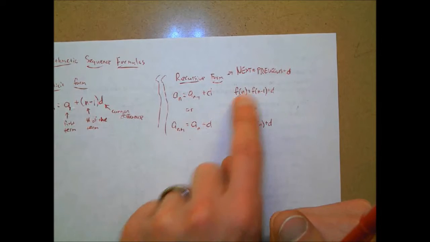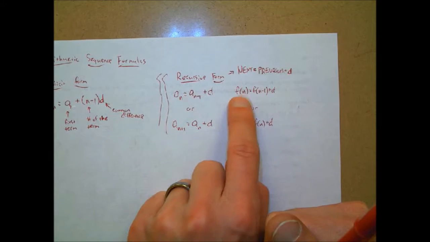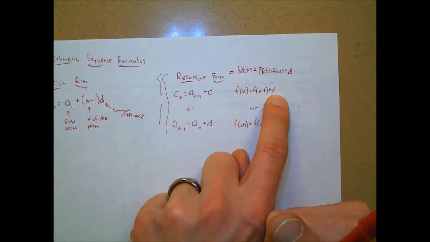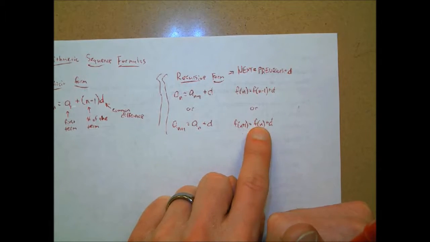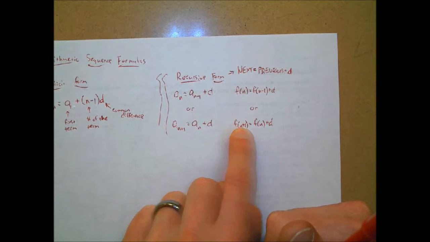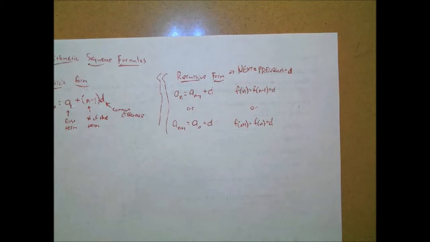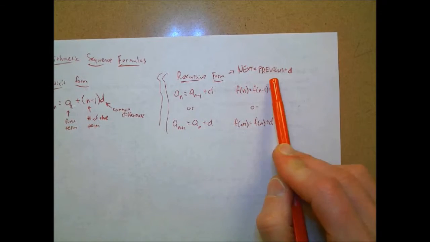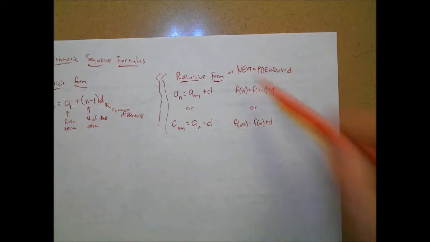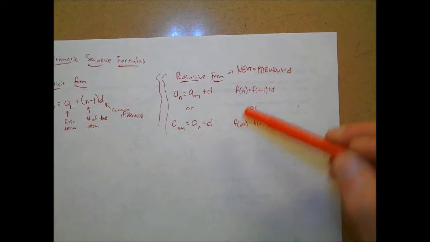Or in a different way to write it, you can use functions. f of n is the next term, f of n minus 1 is the previous term, and you add your common difference to get the next term. f of n is your previous term, add your common difference, you get the next term, f of n plus 1. So four different ways to say the same thing: next is your previous plus your common difference. That's recursive.